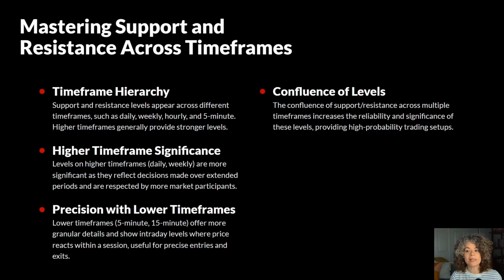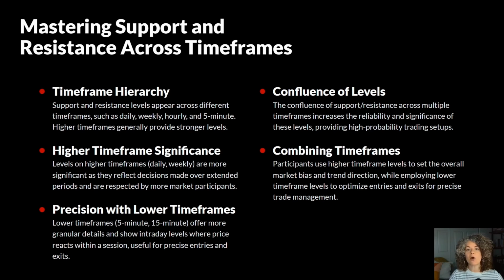Back on the topic of confluence, support and resistance across multiple time frames really increases the reliability and significance of levels. This can provide high probability trading setups. If you've got something showing on the daily that then shows up on the 1 hour and then shows up on the 5-minute chart, you have a lot more signals going on across multiple time frames. So we want to use a higher time frame level to set the overall bias of the market or the stock that we're watching. We want to look at that to tell us the trend direction, if it's in a range. And then we want to use the lower time frames to really help us optimize our entries and exits. This can help us with our trade management and really understand when to get into the position or when to get out of the position.